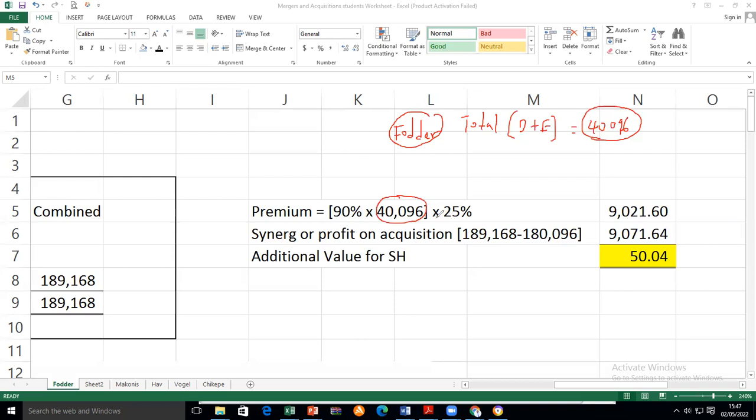Equity is 90% of that. So you take 90% of that. And this is the 90% you see here. Some of you say 90% because the capital structure of the company is 10 and 90. So 90% of this is equity. That's the value of equity. Premium is 25% of that, 9021.6. So out of the total profit on combination, this will be paid out as a premium to the shareholders of F.